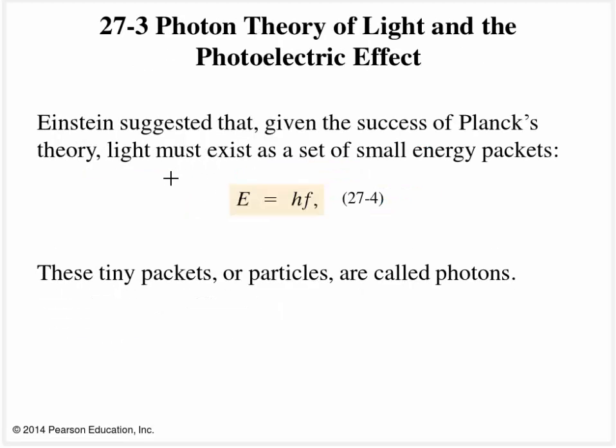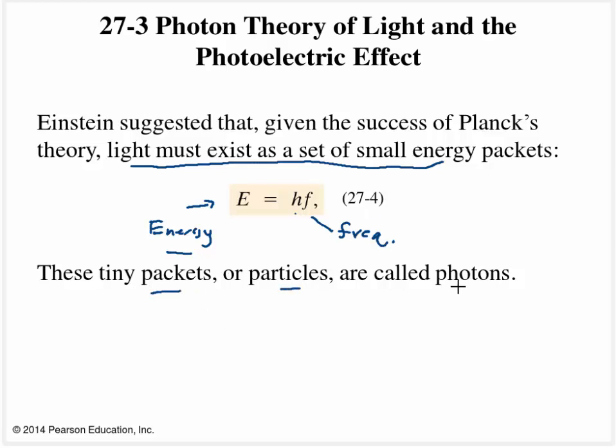Now, Albert Einstein said, hey, this is a great theory, let's take it a little bit further. Light must exist as a set of small energy packets. So here we're relating the energy of the light to Planck's constant multiplied by the frequency of light. These tiny little packets or particles of light are what we call photons. And we can see that if we had a frequency of 1, the smallest bundle of energy that we could possibly have is going to be 6.6 times 10 to the negative 34th joules. That's the smallest unit of energy.